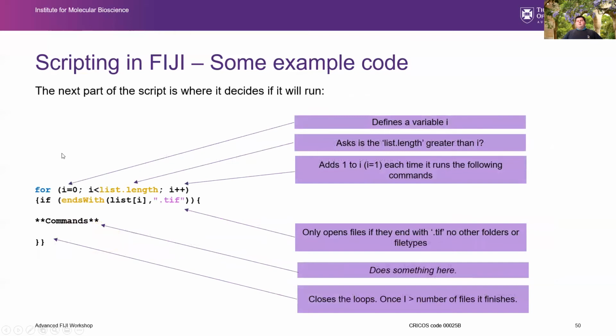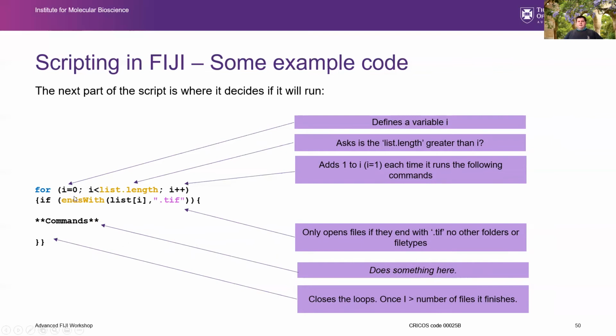Next, we want to decide if the script should run on the image that it's going to open or the file that it's up to. So we have a for loop. Now for loops will say, for some condition, do this. So we define a variable called I, and we set its value to be 0. So at the beginning, our variable I has a value of 0. And we ask if that variable has a value that's lower than the length of our list of files, then continue on.